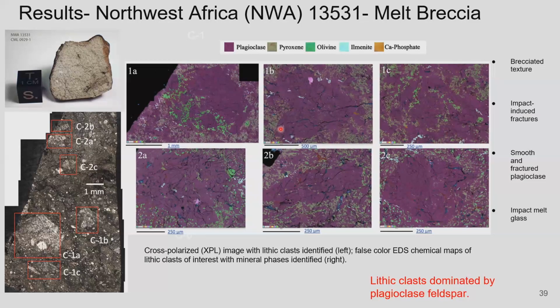It's a bit hard to see, but if you look close at some of these clasts, you'll notice all these little tiny cracks right here. These are fractures. A lot of these clasts are heavily fractured, likely from the impact process that deformed them.